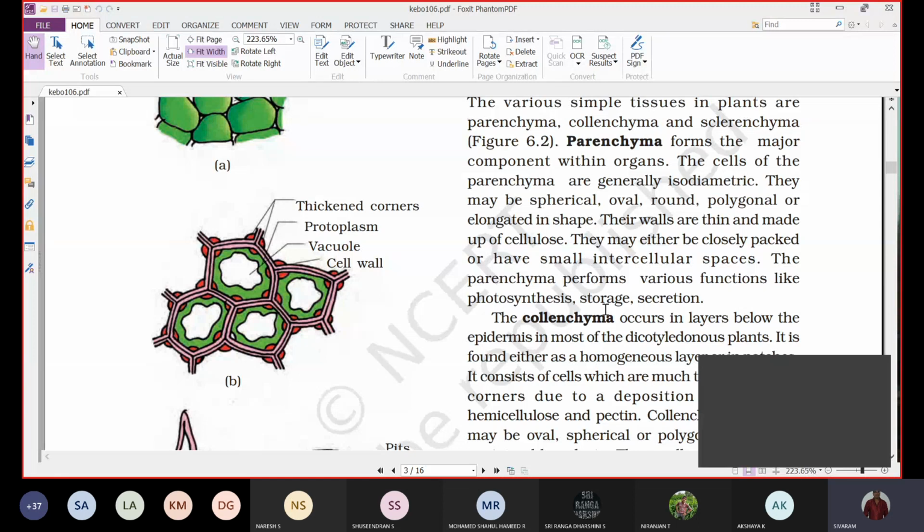Some parenchyma stores food material, some will store water. In case of xerophytic plants, that means the plants which grow in deserts where water scarcity is there, to reduce the water loss by transpiration, they store water inside the parenchyma. That is storage parenchyma. In xerophytic plants, we can observe the stems or leaves will be very thick because of the storage of food material.